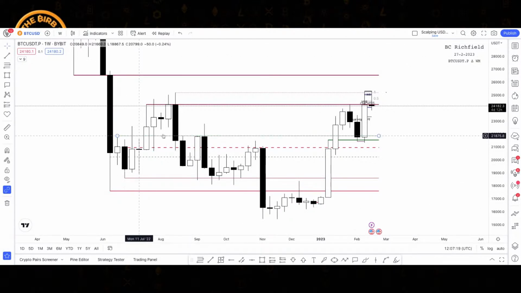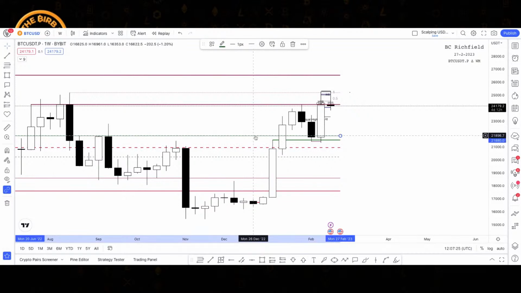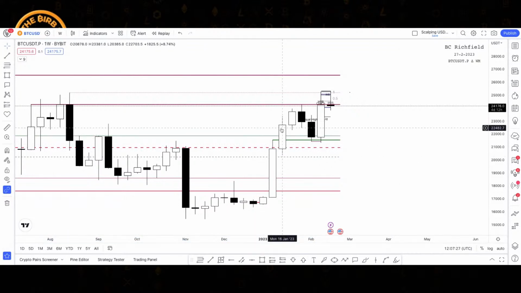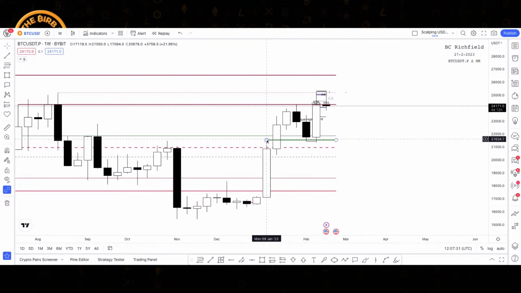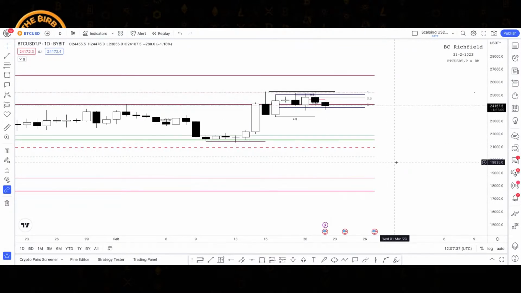Because look, resistance, resistance, as we just discussed, right? We can see the interaction. Also, look what happened here. And I'm talking about the thinner green line here, guys. Close above, retest, hold this area, and for confluence, this high as well, which we're going to take a look at now as we drop down to a daily.